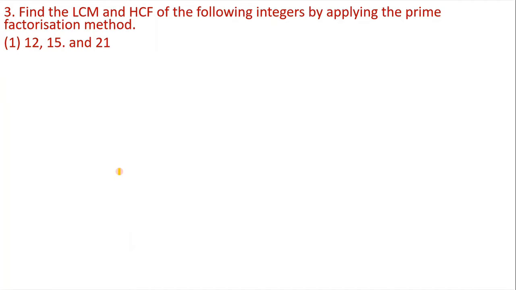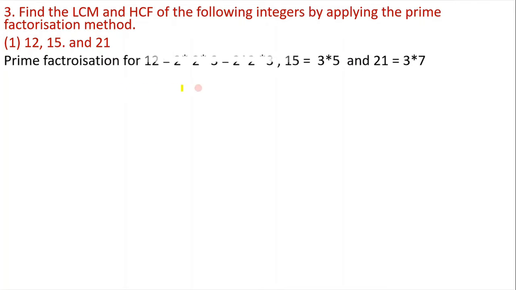Third sum. Find the LCM and HCF of the following integers by applying the prime factorization method. The given numbers are 12, 15, 21. We know that the prime factors for 12 are 2 into 2 into 3, for 15 it is 3 into 5, and for 21 it is 3 into 7.